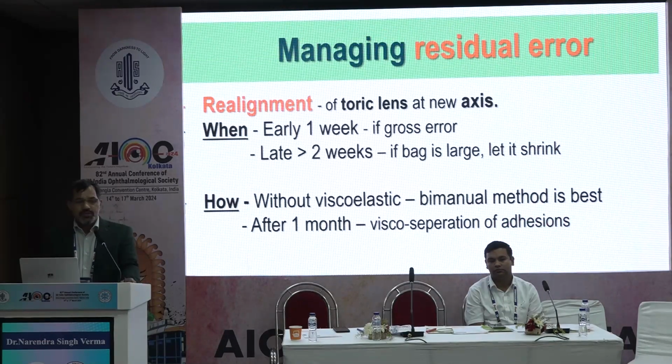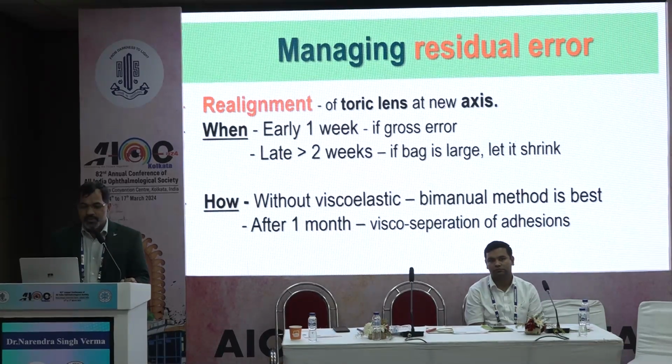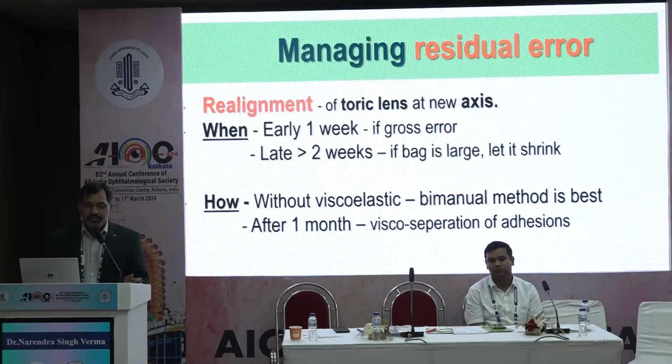Realignment of the toric lens to the new axis. When should it be done? It should be done as early as possible if there is a gross error. So if there is a transcription error or a 90-degree flip, then do it as early as possible.